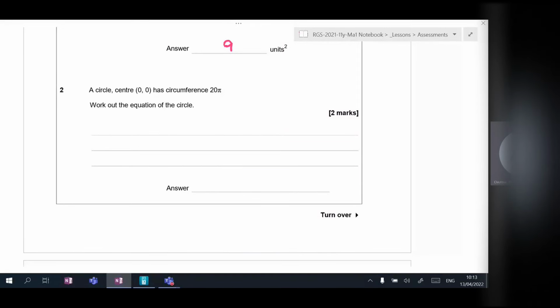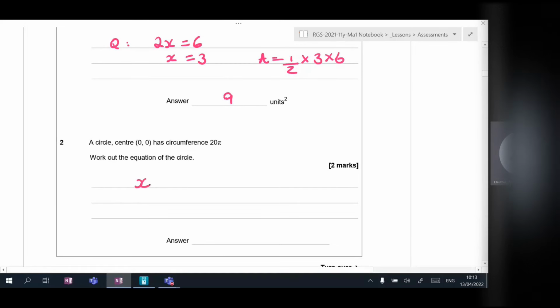Question 2. We've got a circle, centre 0, 0, with circumference 20 pi. We want to work out the equation of the circle. So we should know the equation of a circle is x squared plus y squared equals the radius squared. So I need to find out what the radius is.